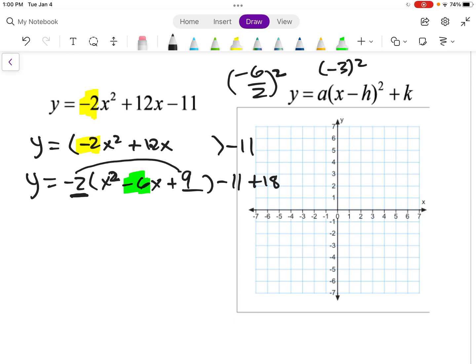So see if that makes sense. Negative 2 times 9 is negative 18, plus 18 is still 0. That's what we want to happen. Okay, the hard stuff's all done. I just need to finish it up.